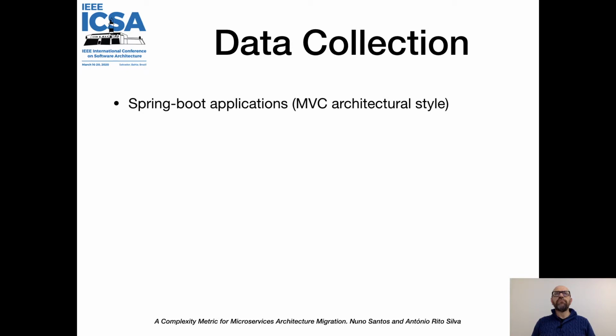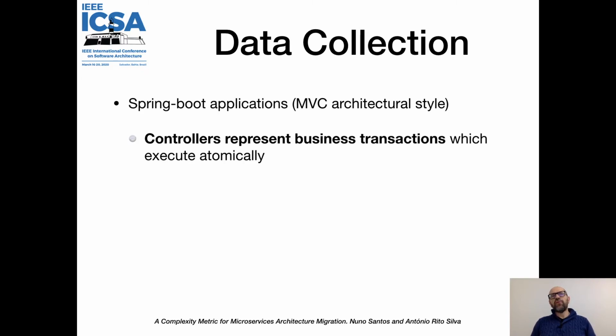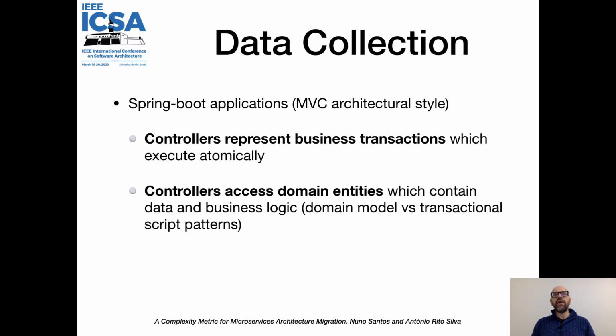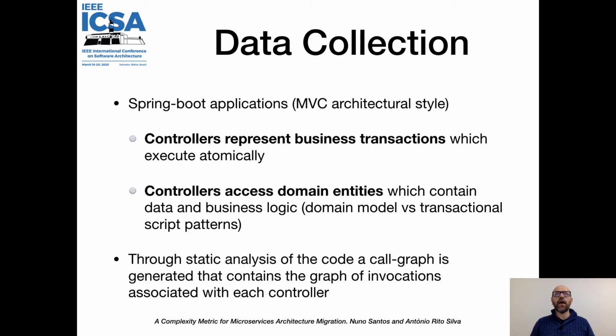Okay. So the data we collected was for a particular kind of technology. Basically, it was Spring Boot applications, and the way we look at it is that we decided each controller, which inside Spring Boot executes as a transaction, represents a business transaction. So it is a business functionality. These controllers access domain entities, which after the decomposition will be split between different microservices. So that's where we associate this functionality, which now becomes a distributed functionality that needs to access different domain entities, and that actually corresponds to an invocation between microservices. And I've done this through the static analysis of a call graph.